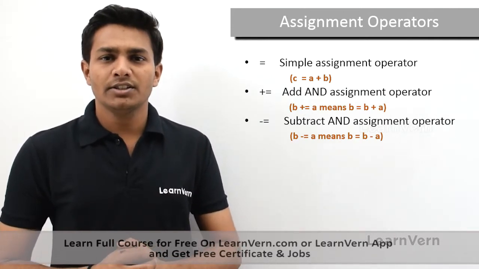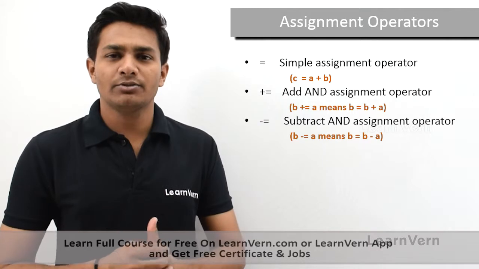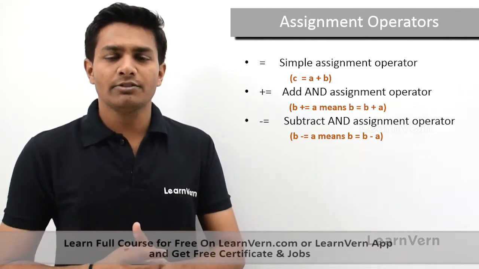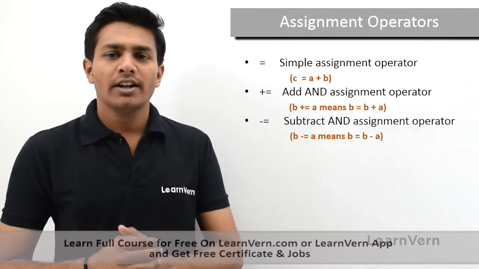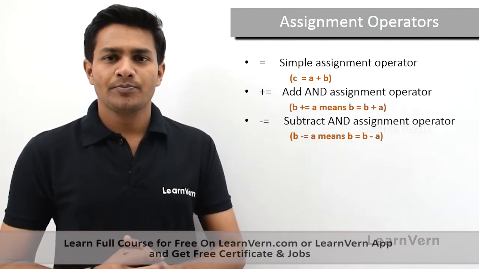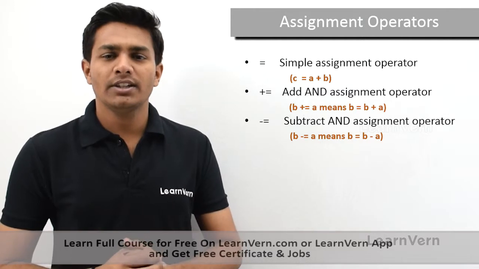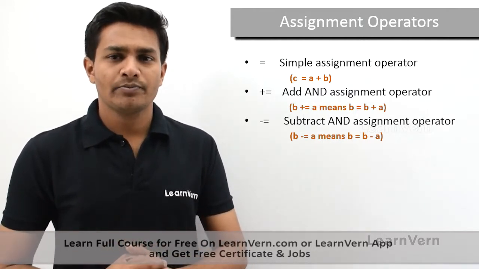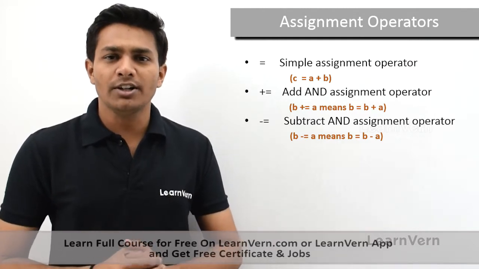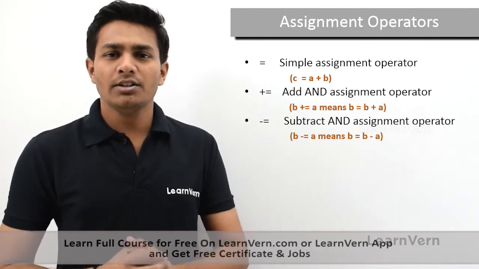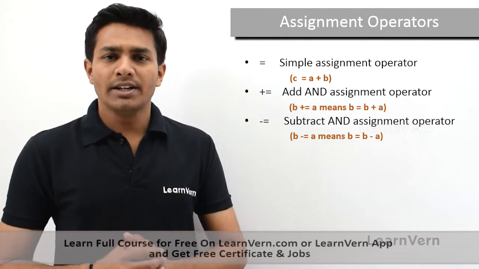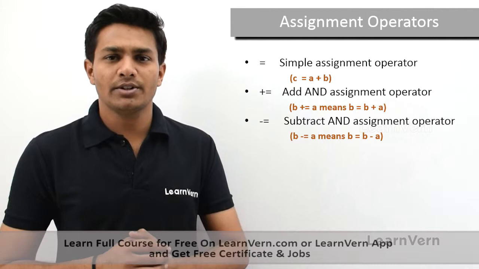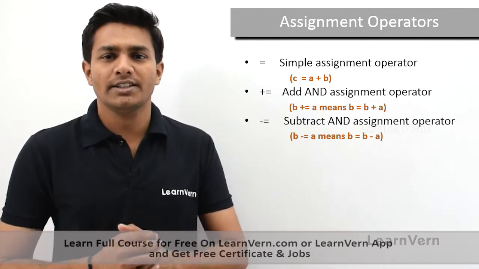So its syntax is, the variable that we want to assign will be on the left part, minus equal to, that is our operator, and the right operand. So here in the example you can see I have written b minus equal to a. So that actually evaluates as b equal to b minus a. And this is how the subtract and assignment operator works.